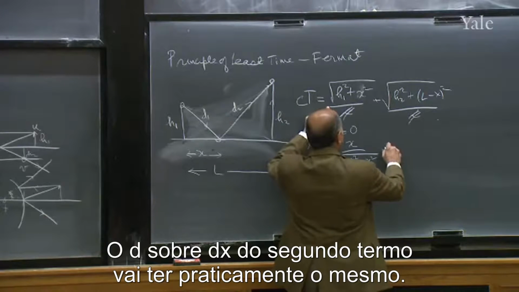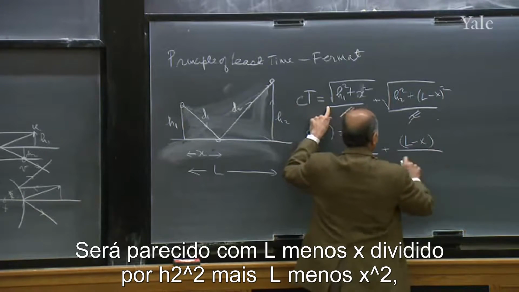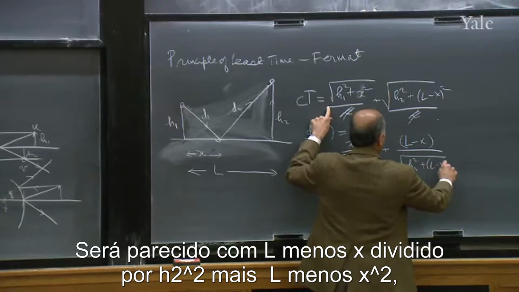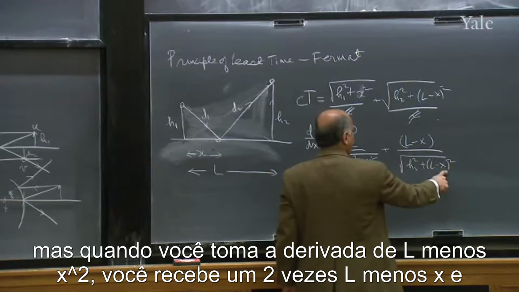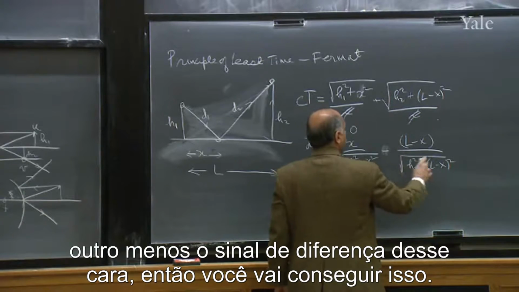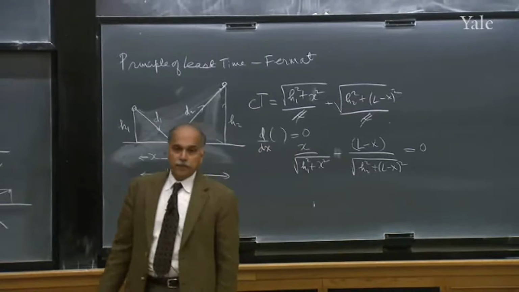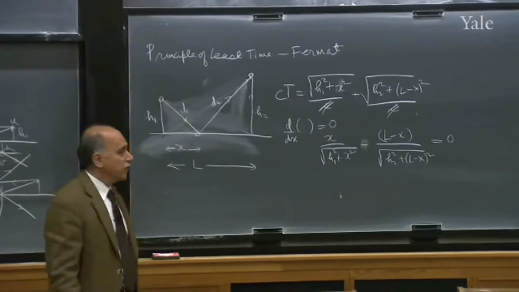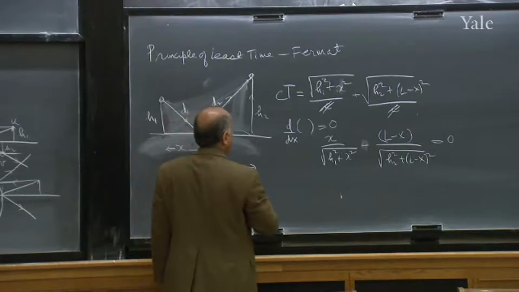The d by dx of the second term will look pretty much the same. It will look like L minus x divided by square root of h2 squared plus (L minus x) squared. But when you take the derivative of (L minus x) squared, you get a 2 times (L minus x) and another minus sign for differentiating that guy. So you will get that, and that's what should be equal to 0. Therefore, the point x has to satisfy this condition.